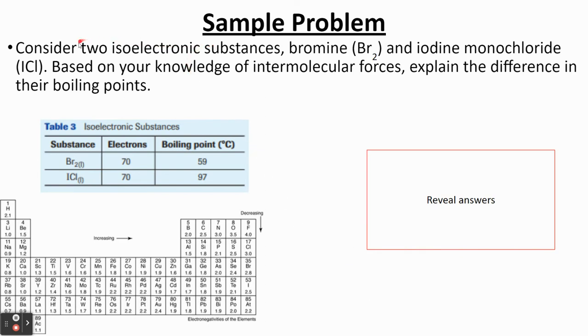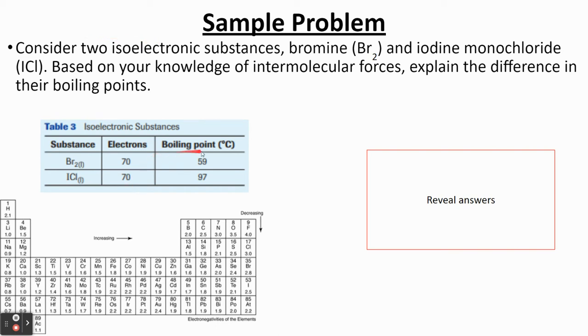Over here we have: consider two isoelectronic substances, bromine and iodine monochloride. Based on your knowledge of intermolecular forces, explain the difference in their boiling points. When we say two isoelectronic substances, that refers to the fact that they're roughly the same in terms of number of electrons. So the first thing that should indicate to you is that if they have the same number of electrons, they have the same amount of LDF. So any difference in their boiling point is probably not due to the LDF, since they have the same number of electrons. We told you they're isoelectronic.